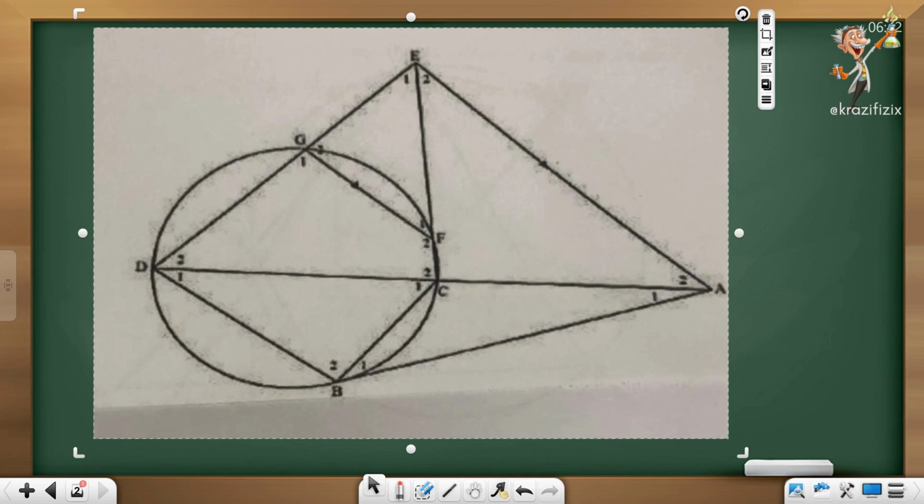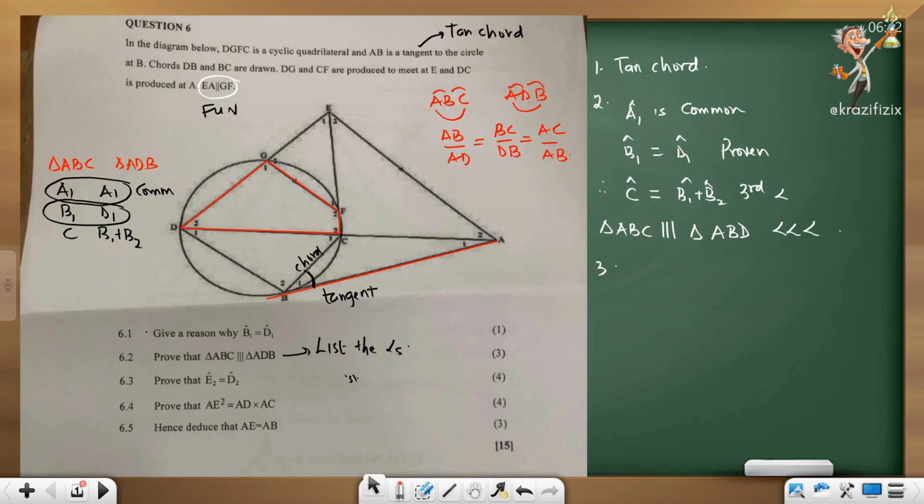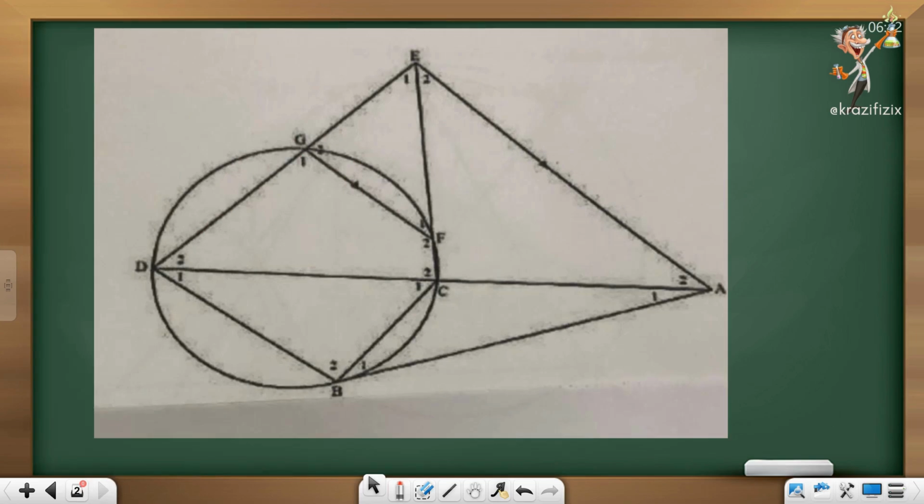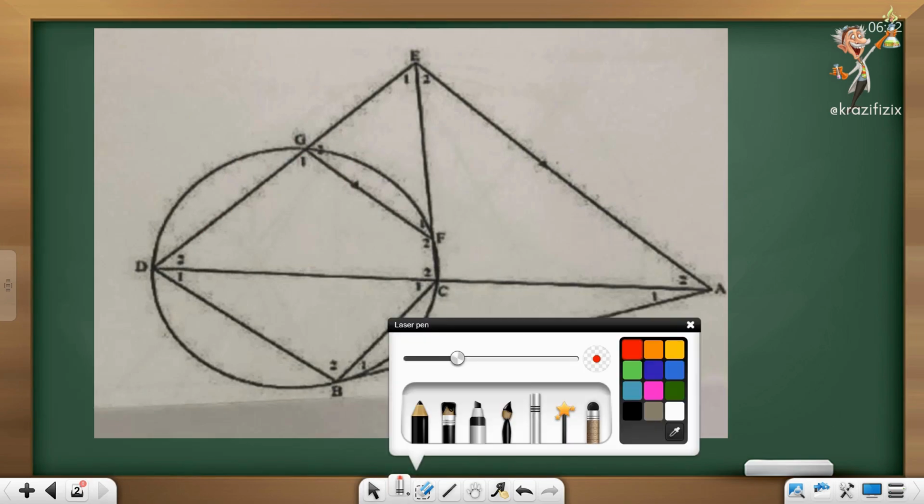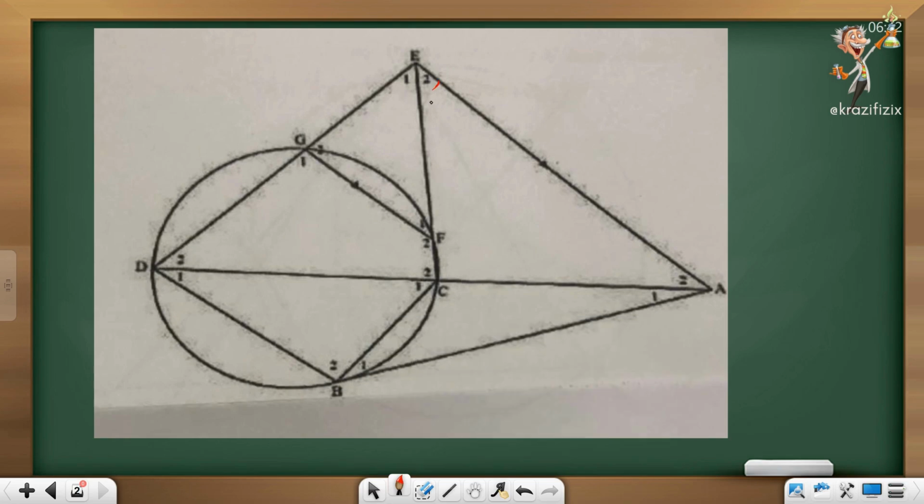Okay, I hope it's better. Now let's go. We're proving that E2 is equal to D2. Let's go look for E2, angle E2. It's not very clear, so I'm going to assist us. That's angle E2. We want it to be equal to D2.